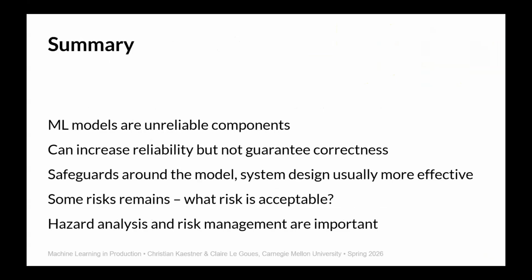You don't need perfection. In the end, machine learning models are unreliable components in software systems, and we need to treat them as such. We need to design around them, but we also don't need perfection. We just need to build something reasonable and be responsible in how we build this. And that's where I'm going to leave you. See you next week.